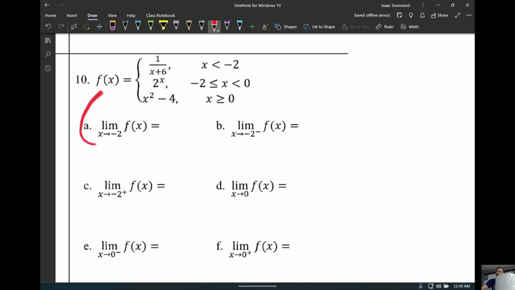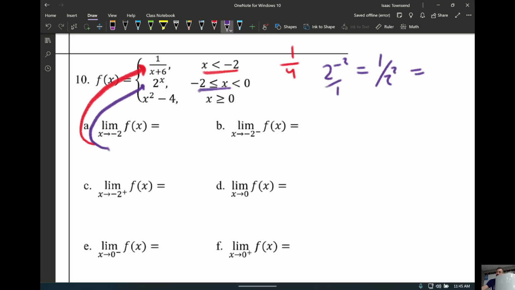So you would need to plug it into this one for the left limit, which would give you 1/4. And you have to plug it into this one for the right limit, which would give you 2 to the negative 2, which is 1 over 2 to the positive 2, which is 1/4. And since they're the same from the left and the right, you can say that.